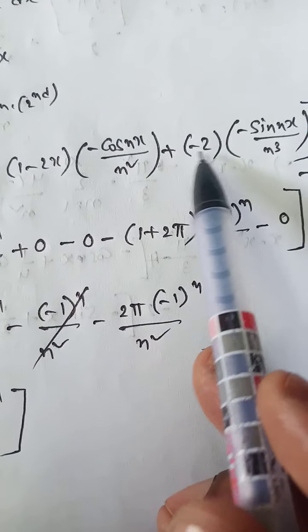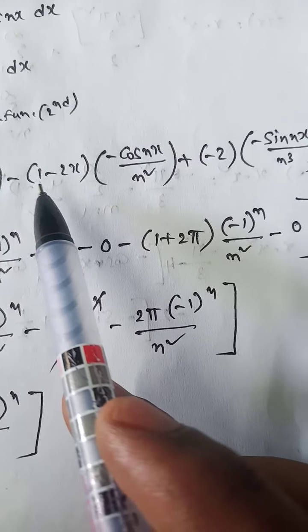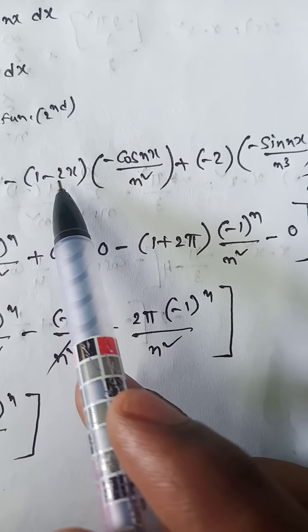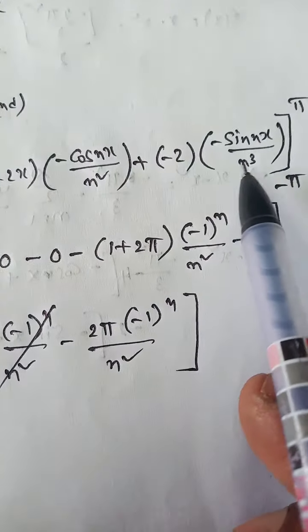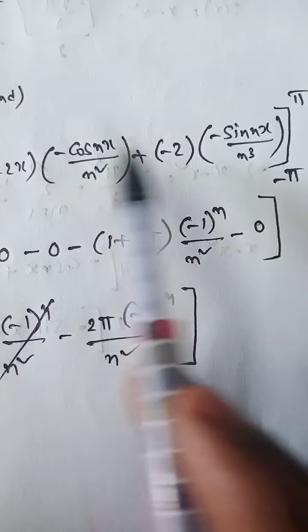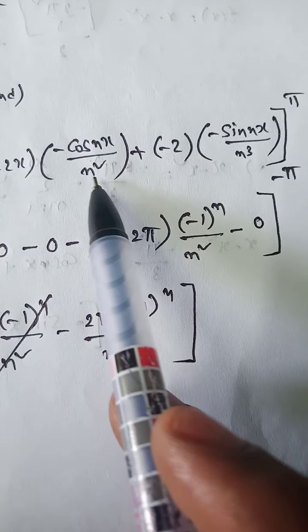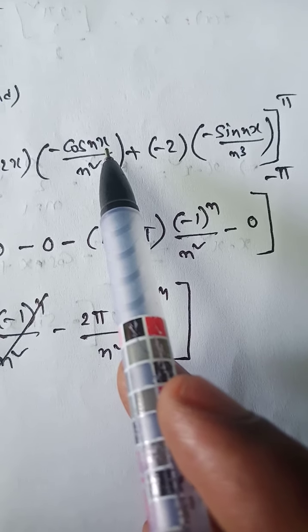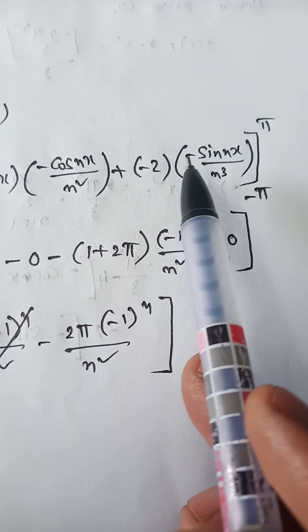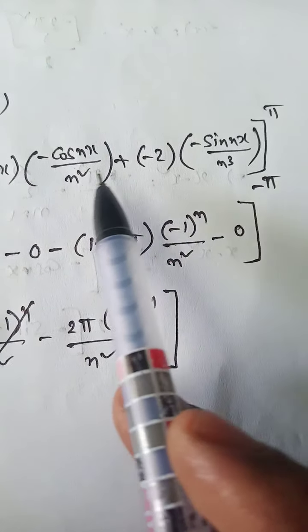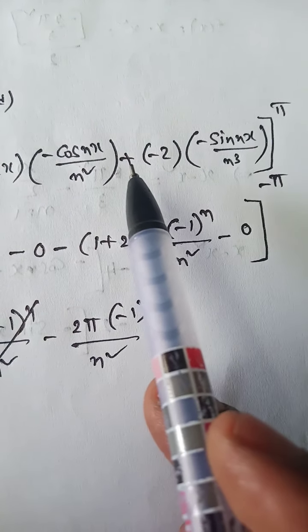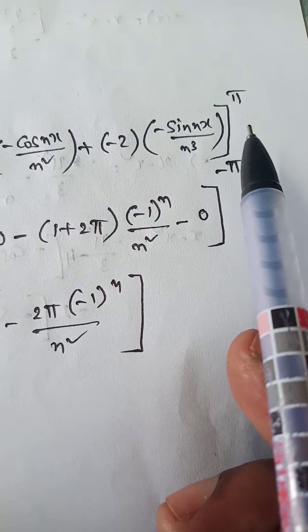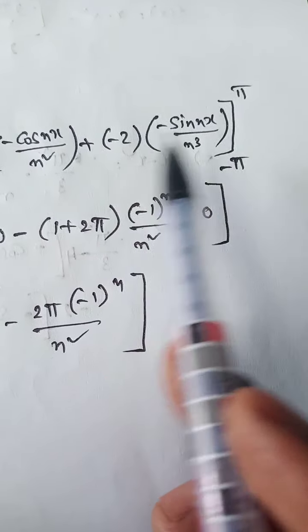First term differentiation, second term integration. What is the first term differentiation? 1 differentiation 0, minus 2x differentiation minus 2 into 1, minus 2. And second term: minus, you will have 1 by n square, cos nx integration. Cos nx integration is sin nx by n into n square, n cube. This is the second term integration. After plus I am not writing the next term because the next term is 0.